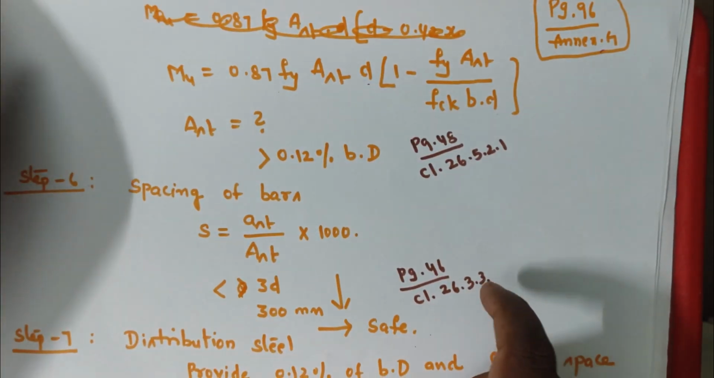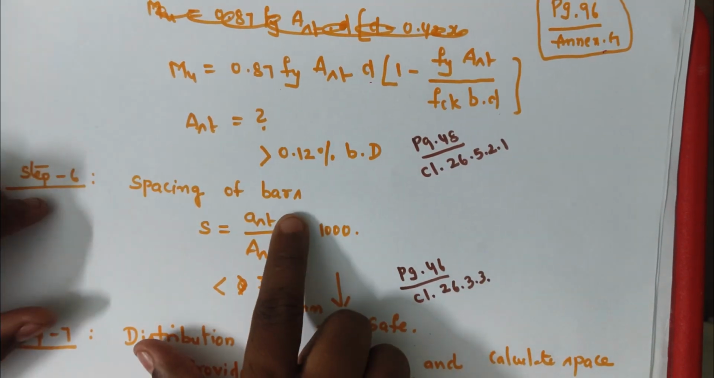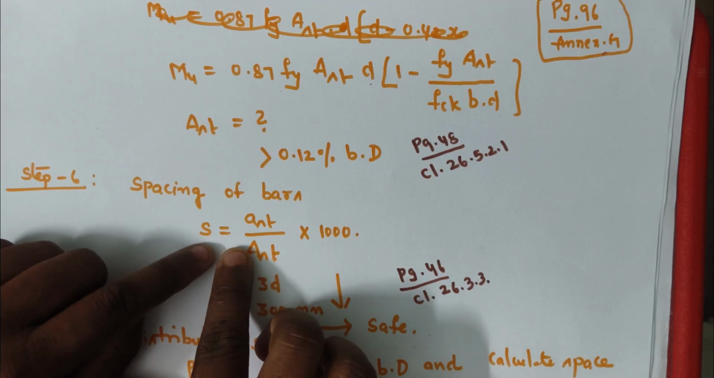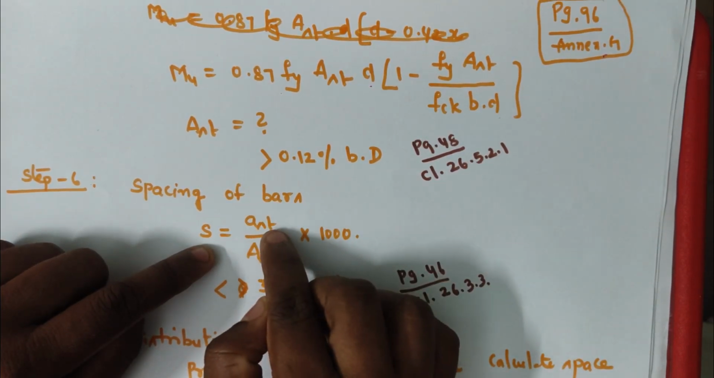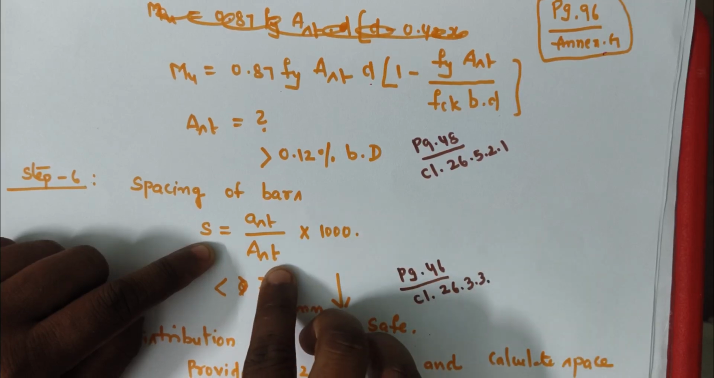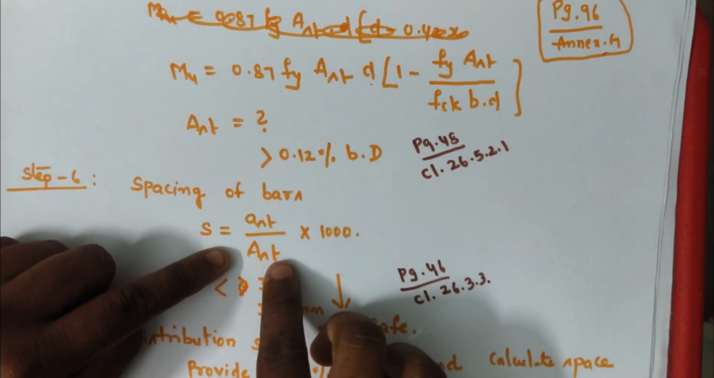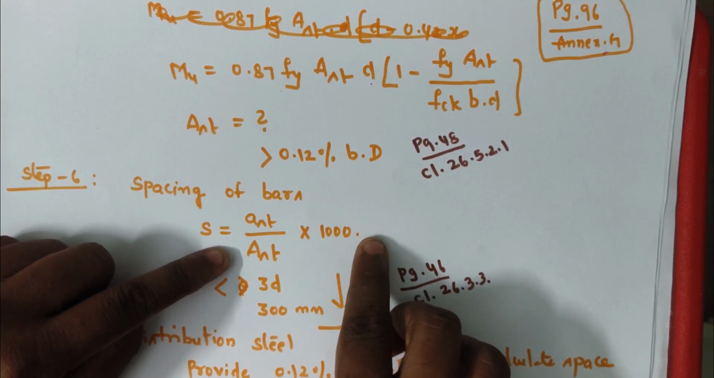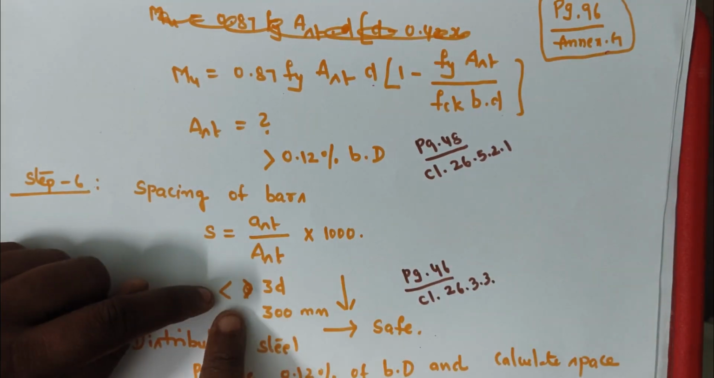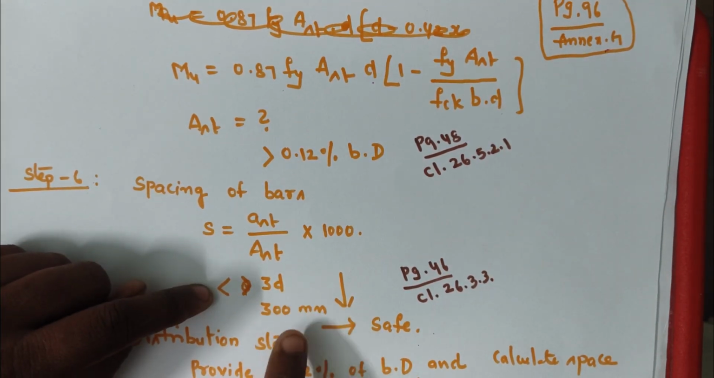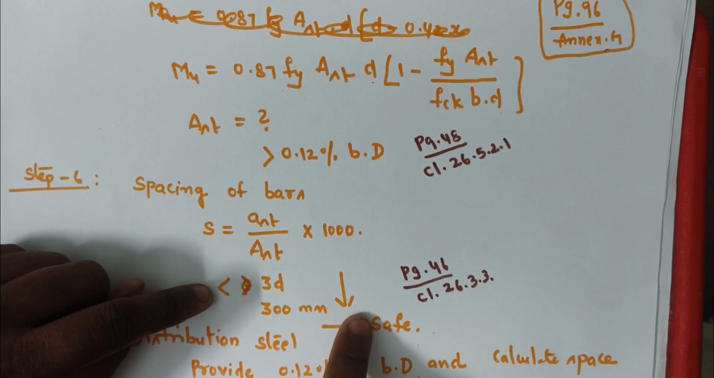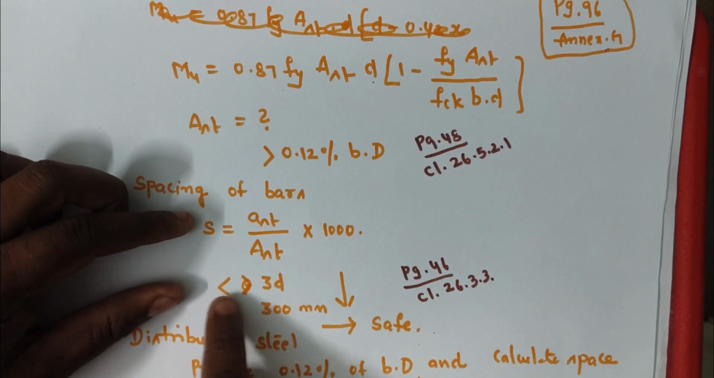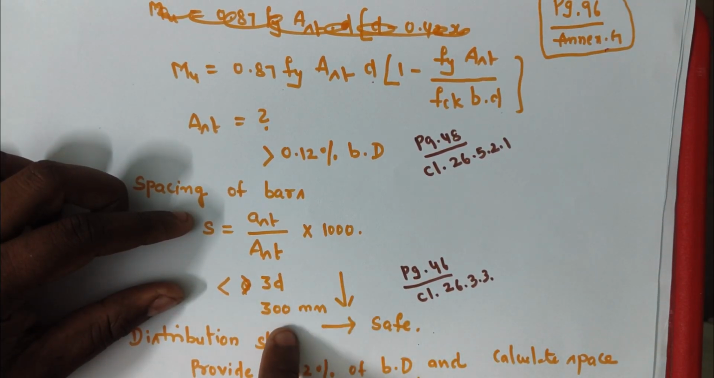Next, step number 6, spacing. Already we know how to provide the spacing. Spacing is equal to the area of the steel we provided divided by this AST, multiplied by 1000. This spacing should be less than 3 times the effective depth or 300 mm, whichever is less.